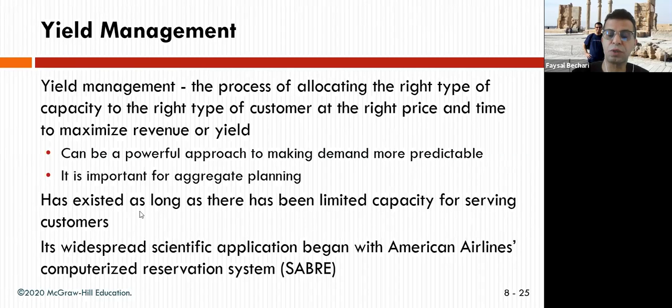It was first done by American Airlines. But now, if you look, the hotel industry utilizes this process very well.